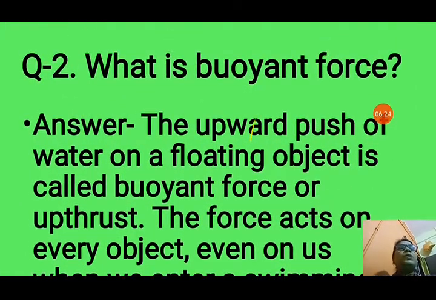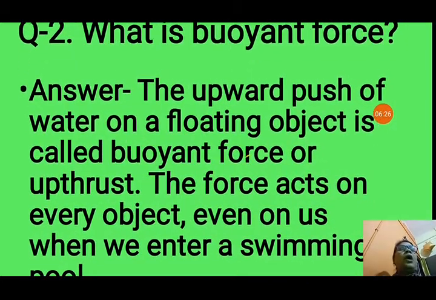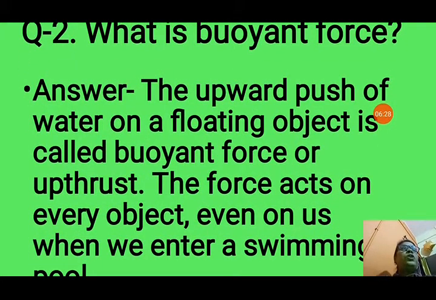Question number 2 is what is buoyant force? So, the upward push of water on a floating object is called buoyant force or upthrust. Since you know that gravity is pulling every object towards itself, but the water is opposite of gravitational force. Whenever any object falls on the water, it tries to push the object on the upward side. So, it is also known as upthrust. So, this push of water towards the upward side, that is known as buoyant force.